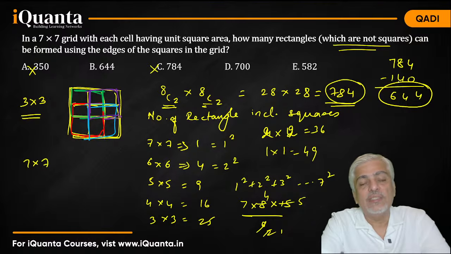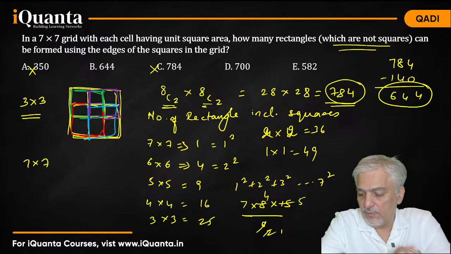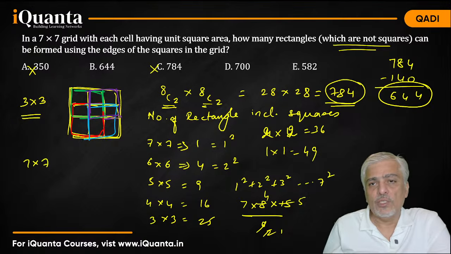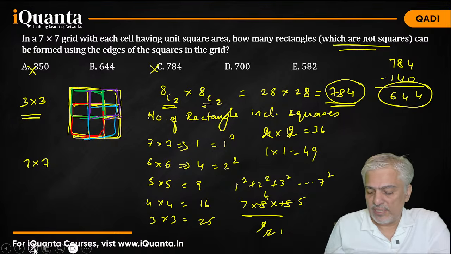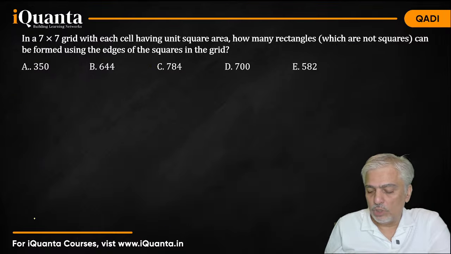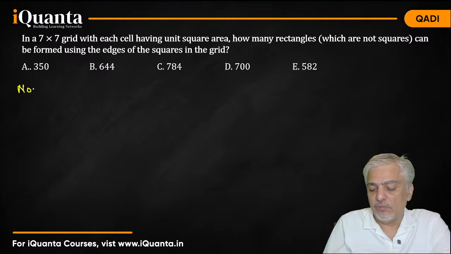So there are two concepts we need to know over here. I am keeping it on the screen, and then I am going to write both the concepts properly. You understood the question? Now let me just explain the concept. What were the two concepts we are looking at? Number of rectangles including the squares.